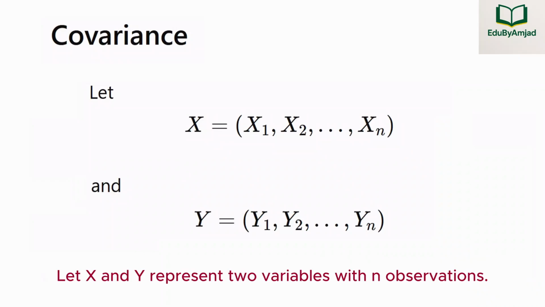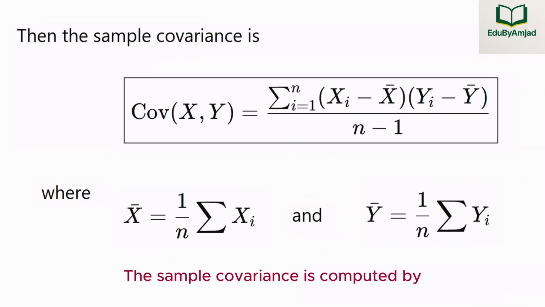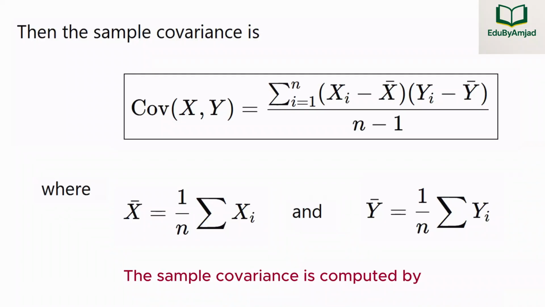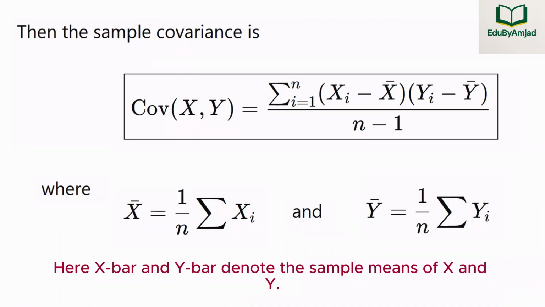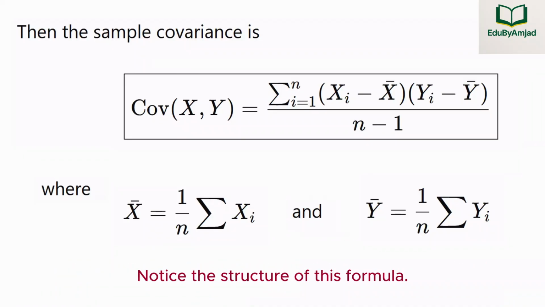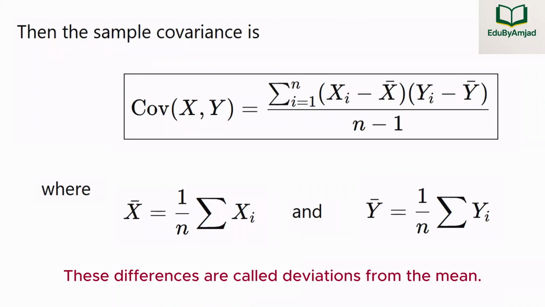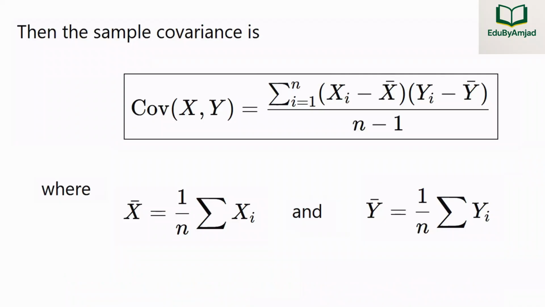Let x and y represent two variables with n observations. The sample covariance is computed by averaging the products of their deviations from their respective means. Here, x bar and y bar denote the sample means of x and y. Notice the structure of this formula. Each observation is compared with its mean. These differences are called deviations from the mean.